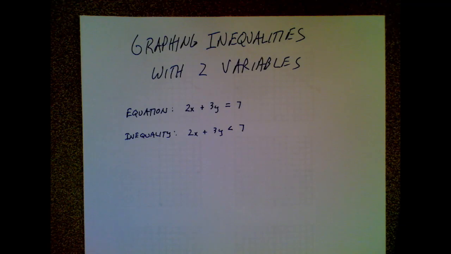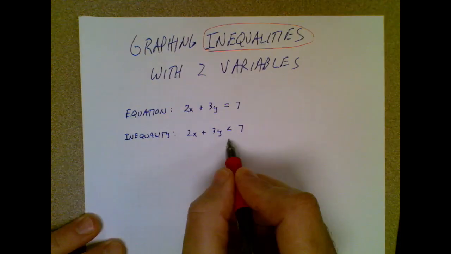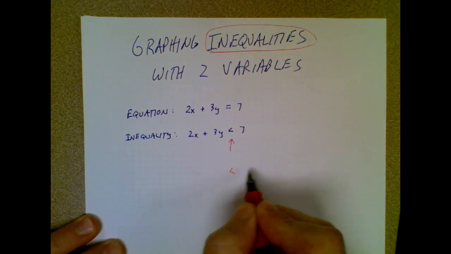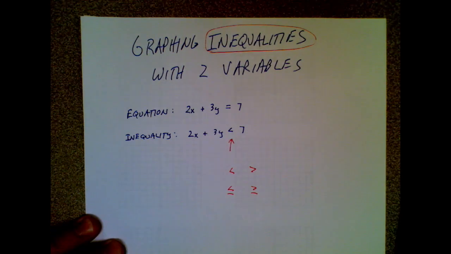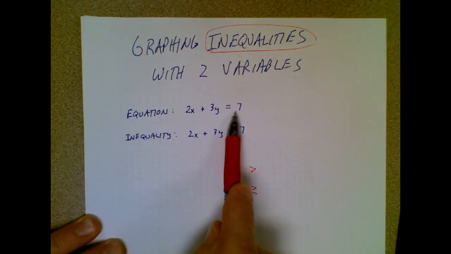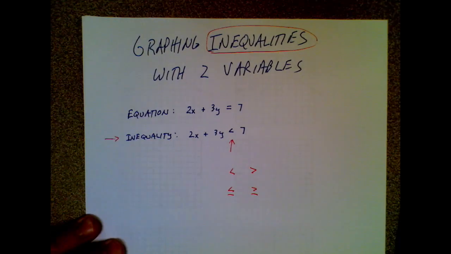We're going to take a look at graphing inequalities with two variables. Remember, the word inequality means you're going to have some version of a less than or a greater than or a less than or equal to or greater than or equal to sign. When we're working with an equation, we have an equal sign. We'll be working with these.